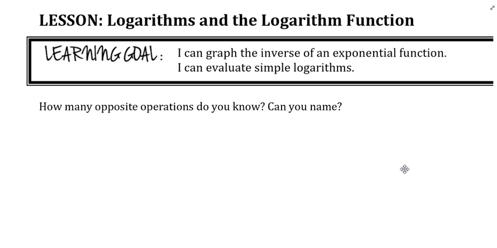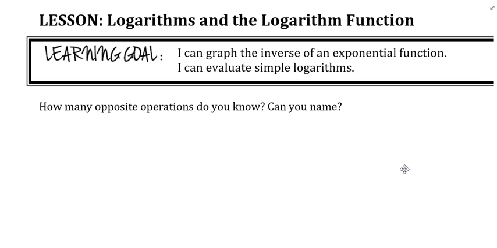So we're going to start by thinking about opposite operations. What do we mean by opposite operations? Or maybe that's not even the right way of thinking about it. Well, it kind of is, but anyway, if you perform an operation, how do you undo it, or how do you do other things related to it?